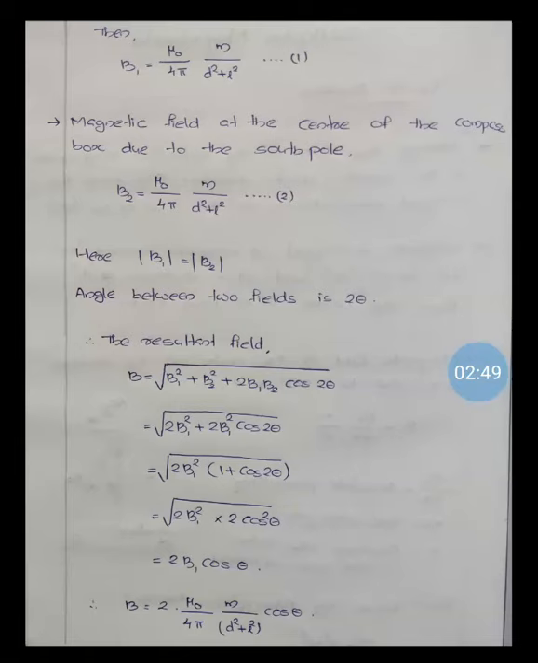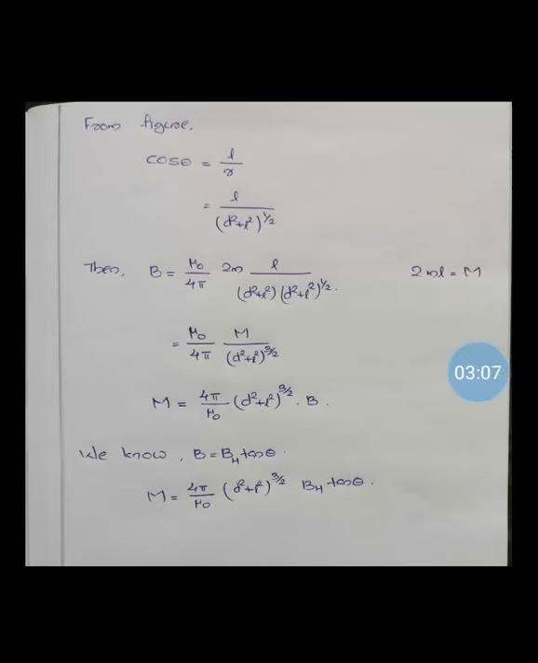Then replace the value of B1, that is mu 0 by 4 pi m by d square plus L square. So B is equal to 2 into mu 0 by 4 pi m by d square plus L square into cos theta. From the figure, cos theta is equal to L by r, the adjacent side by the hypotenuse, that is equal to L by d square plus L square whole raised to 1 by 2. Then B is equal to mu 0 by 4 pi 2mL by d square plus L square into d square plus L square whole raised to 1 by 2.